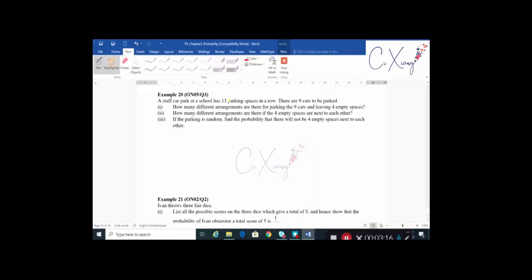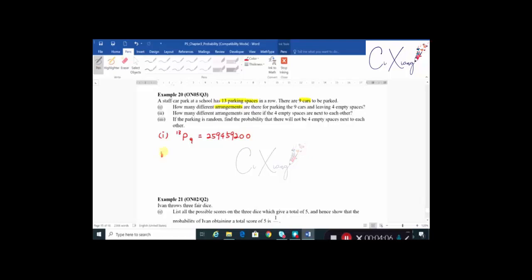I have 13 parking spaces in a row and 9 cars to be parked. First question, how many different arrangements are there for parking the 9 cars and leaving 4 empty spaces? You have more empty spaces than cars that you want to park. Another keyword here is the word arrangement, so it is actually permutation. You have 13 spaces, but you only want to arrange 9 cars. Therefore, the formula that you can use is 13P9, which is 259,459,200.